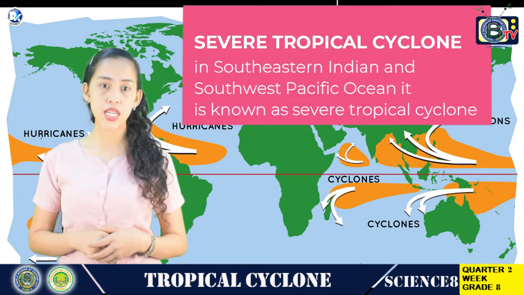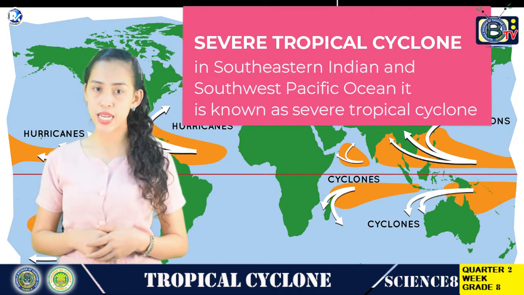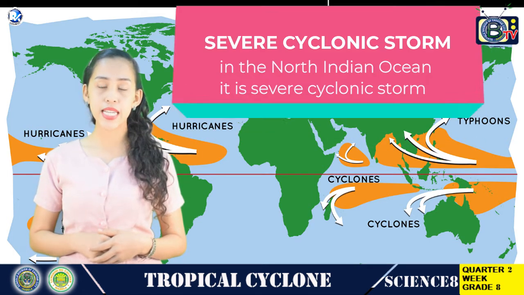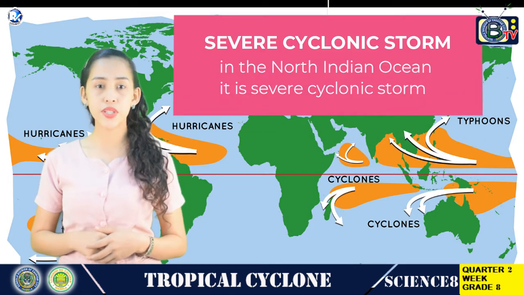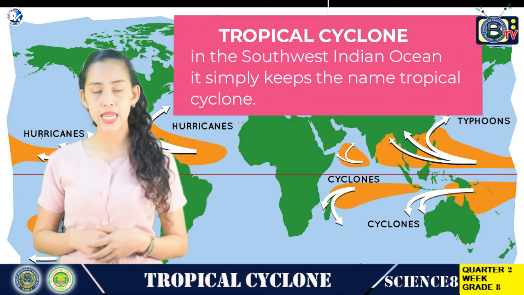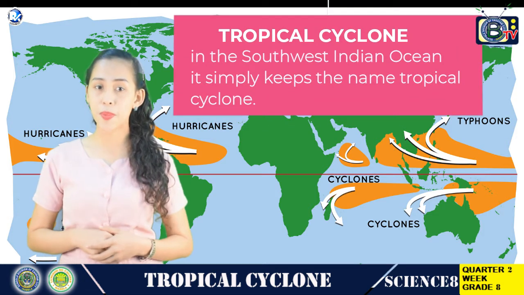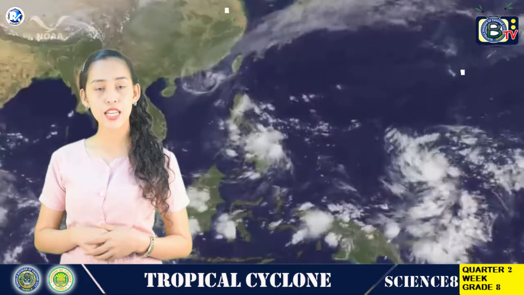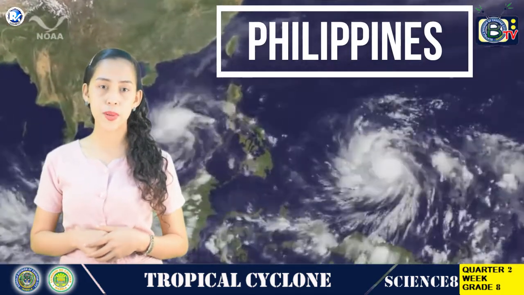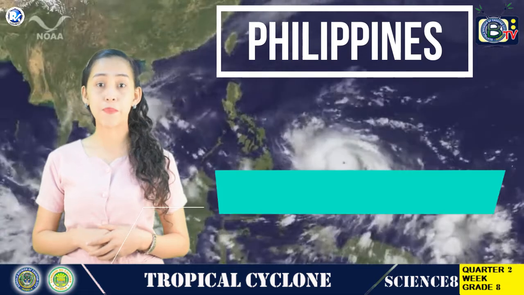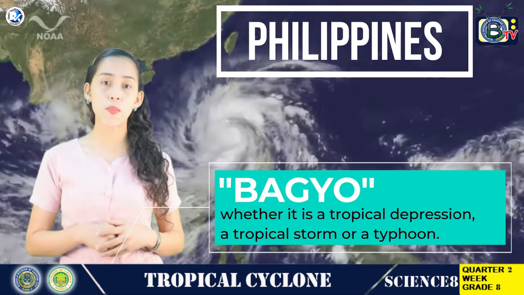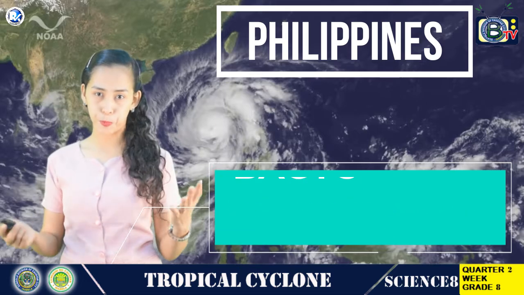In the southeastern Indian and southwest Pacific Ocean, it is known as a severe tropical cyclone. In the North Indian Ocean, it is a severe cyclonic storm. And in the Southwest Indian Ocean, it simply keeps the name tropical cyclone. In the Philippines, we use the same word for all categories of tropical cyclones. We call it bagyo, whether it is a tropical depression, tropical storm, or a typhoon.